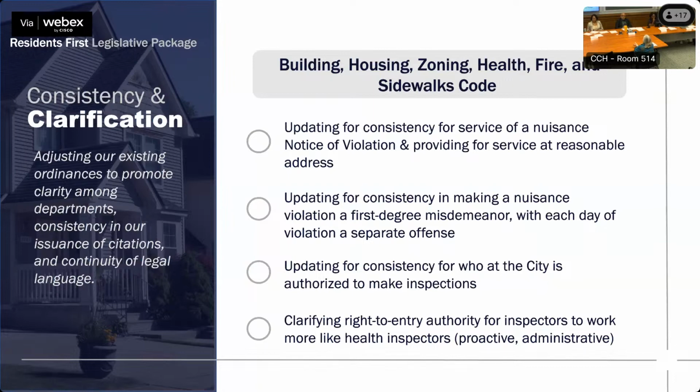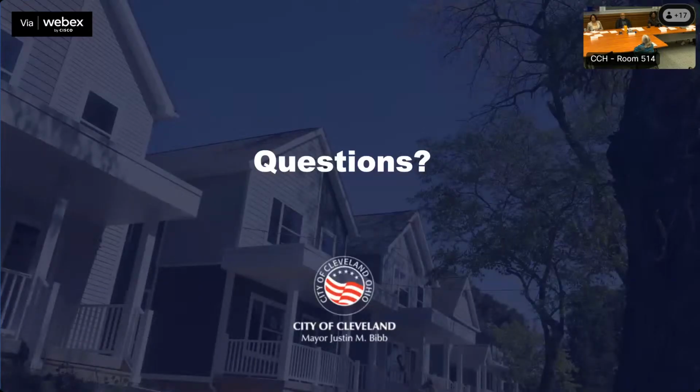Consistency and clarification. A number of amendments in this package are updating sections of the code that tend to be duplicative, in conflict between the different codes. So zoning, health, fire, sidewalk code, trying to just pull all that together and make it all consistent so that it's easier to understand and it's easier to enforce.